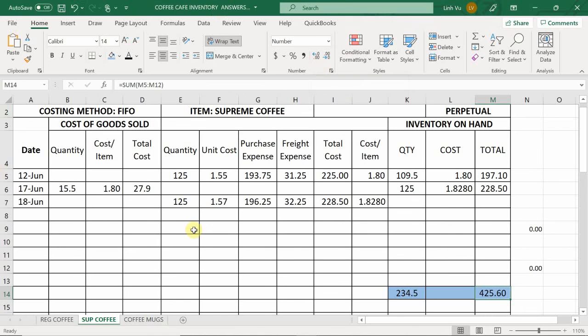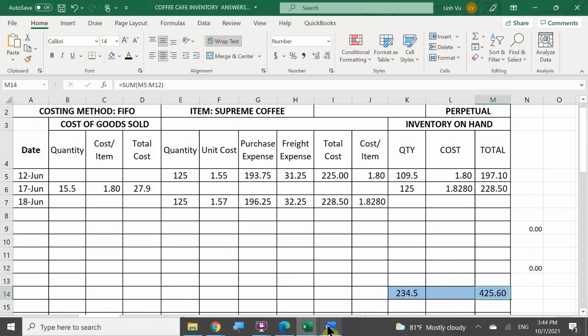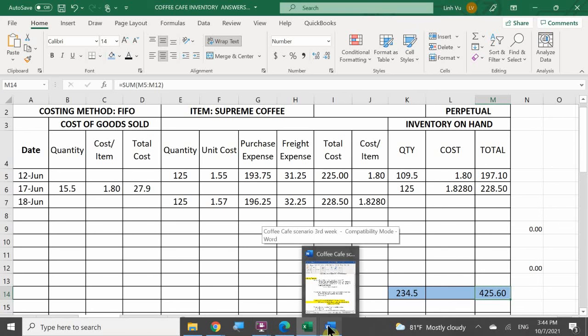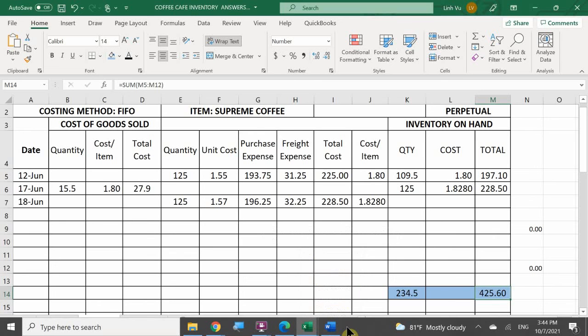This is the total inventory, but the cost is separate. Yeah, the cost is separate. So I got rid of the middle one.